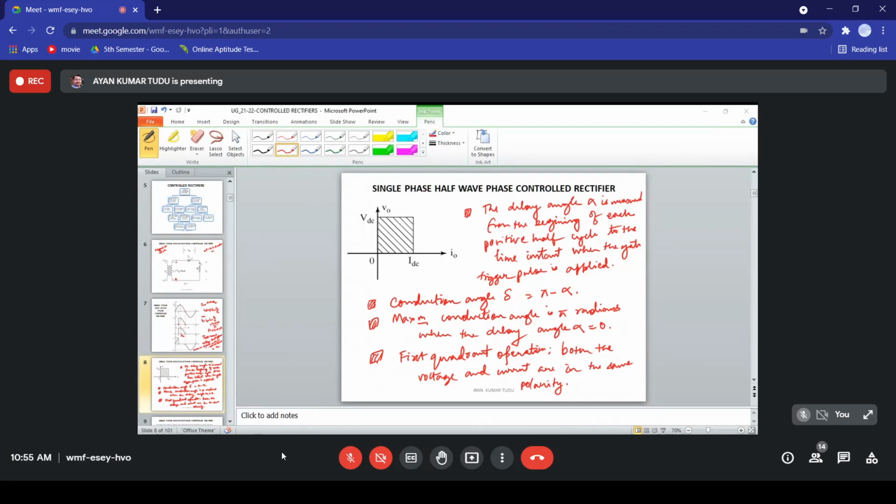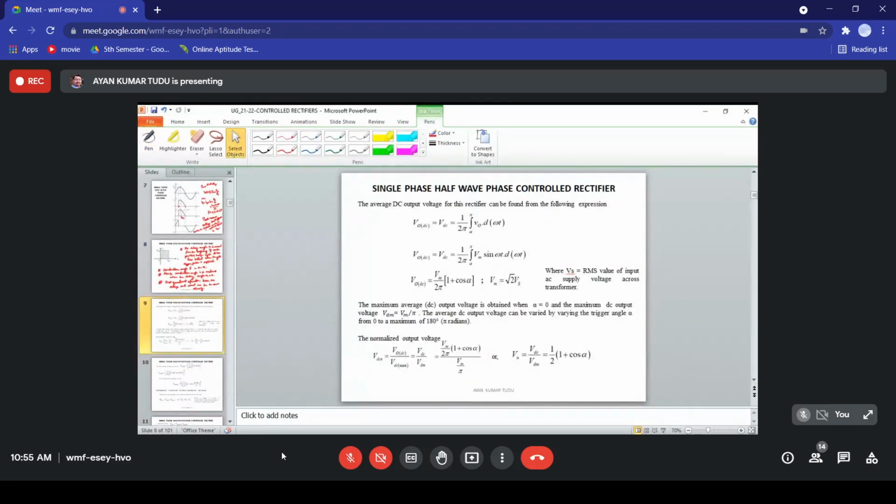If you recollect, in our last class on uncontrolled rectifiers also, we found out the performance parameters. So obviously the first one will be our average DC voltage. We'll be finding out the average DC voltage for this rectifier, which is V0 DC equal to Vm by 2 pi into (1 plus cos alpha). You may just check it. Where Vm is equal to root 2 into Vs, where Vs is the RMS value of the input AC supply voltage across the transformer.